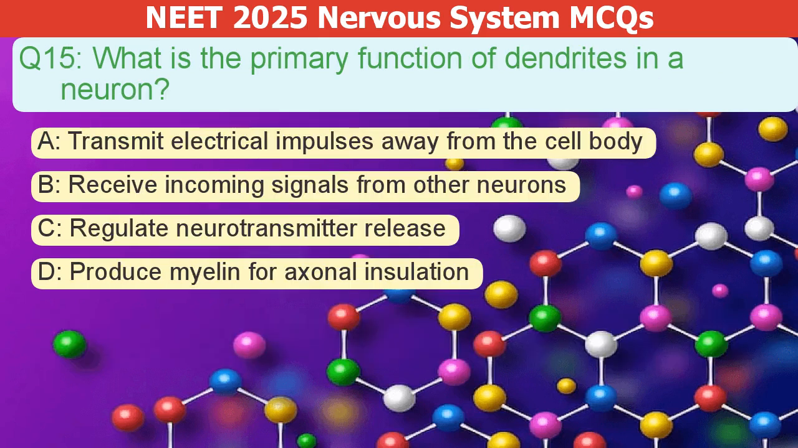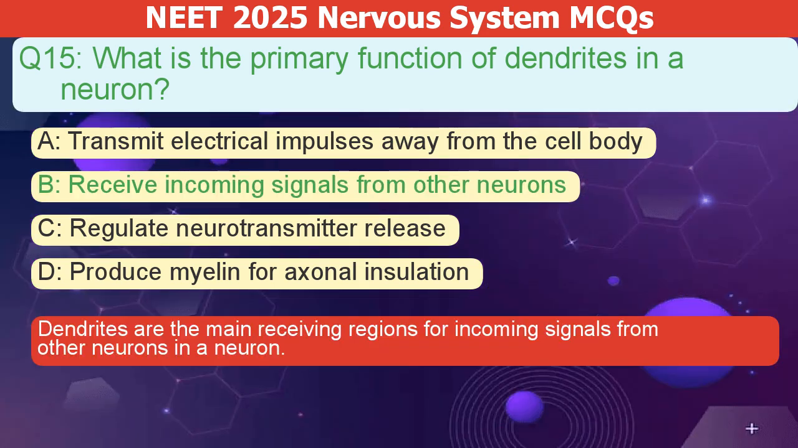What is the primary function of dendrites in a neuron? A. Transmit electrical impulses away from the cell body. B. Receive incoming signals from other neurons. C. Regulate neurotransmitter release. D. Produce myelin for axonal insulation. The correct answer is B. Dendrites are the main receiving regions for incoming signals from other neurons.